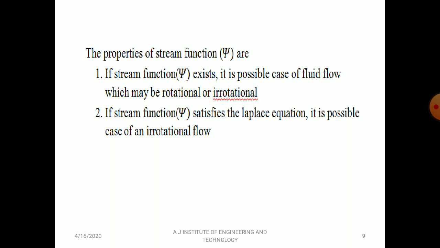Next, the second one: if the stream function ψ satisfies the Laplace equation, then it is a possible case of irrotational flow. So this is again similar to the velocity potential function. If ψ, that is the stream function, satisfies the Laplace equation, that is ∂²ψ/∂x² plus ∂²ψ/∂y² equal to 0, then it is a possible case of irrotational flow. That is, the fluid element is not going to rotate about its axis. So these are the two properties of the stream function.